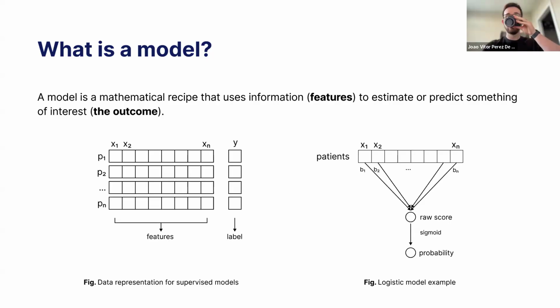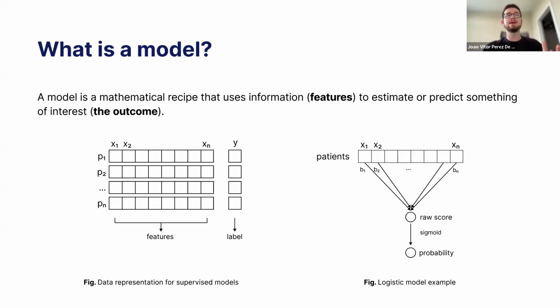All of that to say that in the end, you are learning these B values here, which are your coefficients, which are your weights, to get a raw score. You apply some sort of function to transform that into a probability, and that probability is what is going to give you your result. Okay?